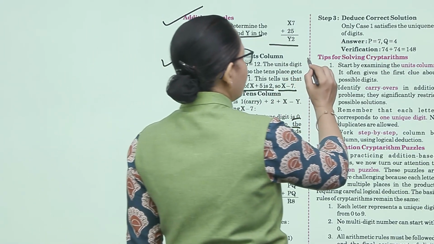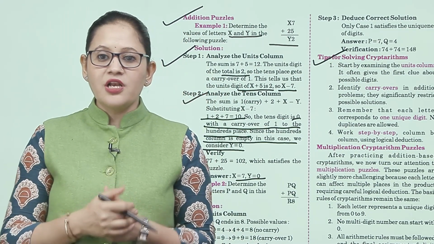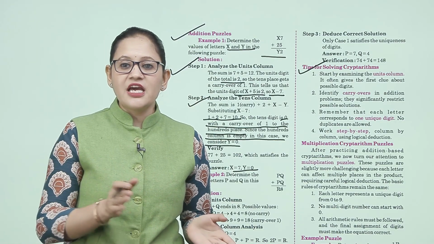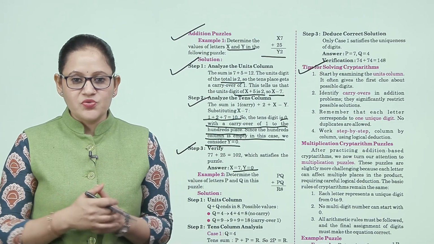Tips for solving cryptarithms. Start by examining the unit column, which often gives the first clues about the possible digits. Identify the carryover in the addition problem, which can significantly restrict possible solutions.